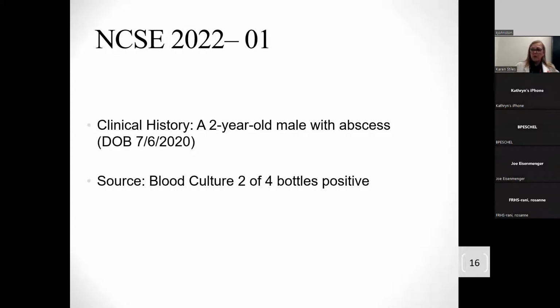So number 1 was a 2-year-old male that had an abscess, and that's all they told us. I have to tell you, this was a real patient that came to us as a laboratory who was unable to rule out. So 2-year-old, and the source was blood. More than 1 bottle was positive, so sometimes that can be significant.